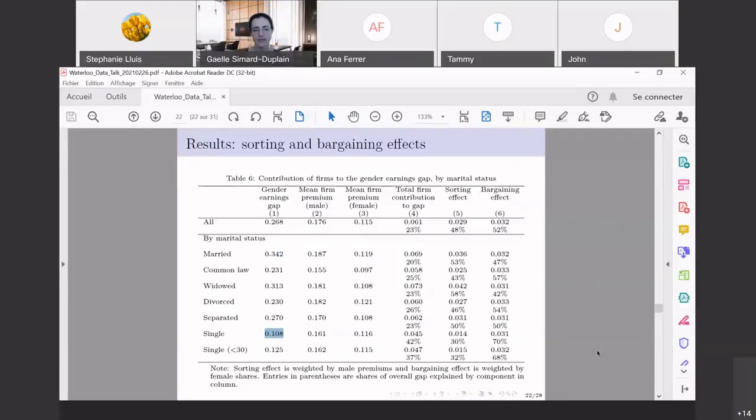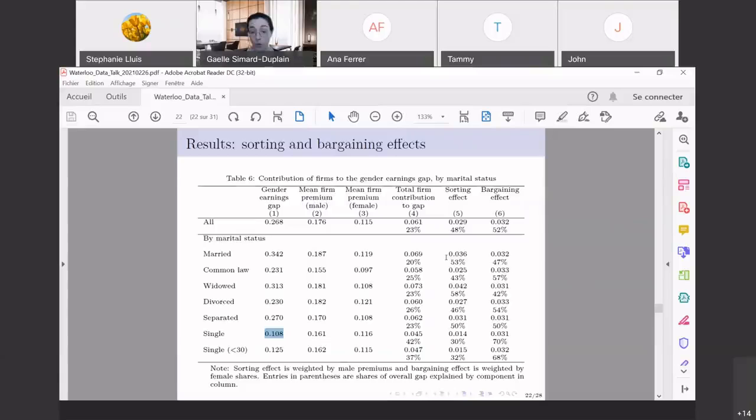And that's not necessarily surprising, because we know that married men have higher wages than non-married men, and married women have lower wages than non-married women. So obviously the gap is larger if you focus on married individuals.